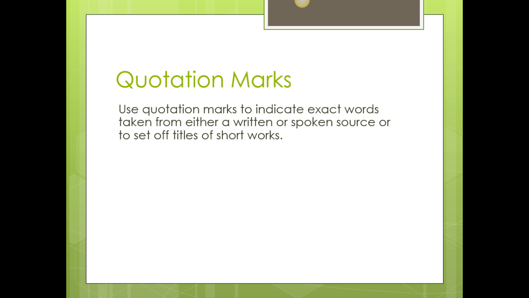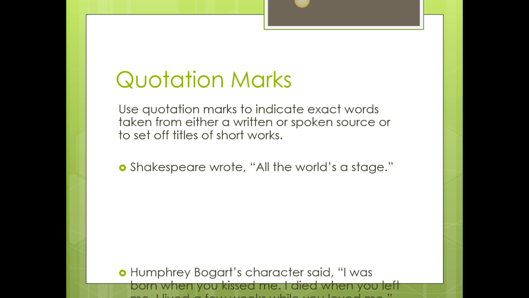Quotation marks are used to indicate exact words taken from either a written or a spoken source, and they're also used to set off titles of short works. So here are some examples. Shakespeare wrote "All the world's a stage." Okay, so those are the exact words that Shakespeare wrote.